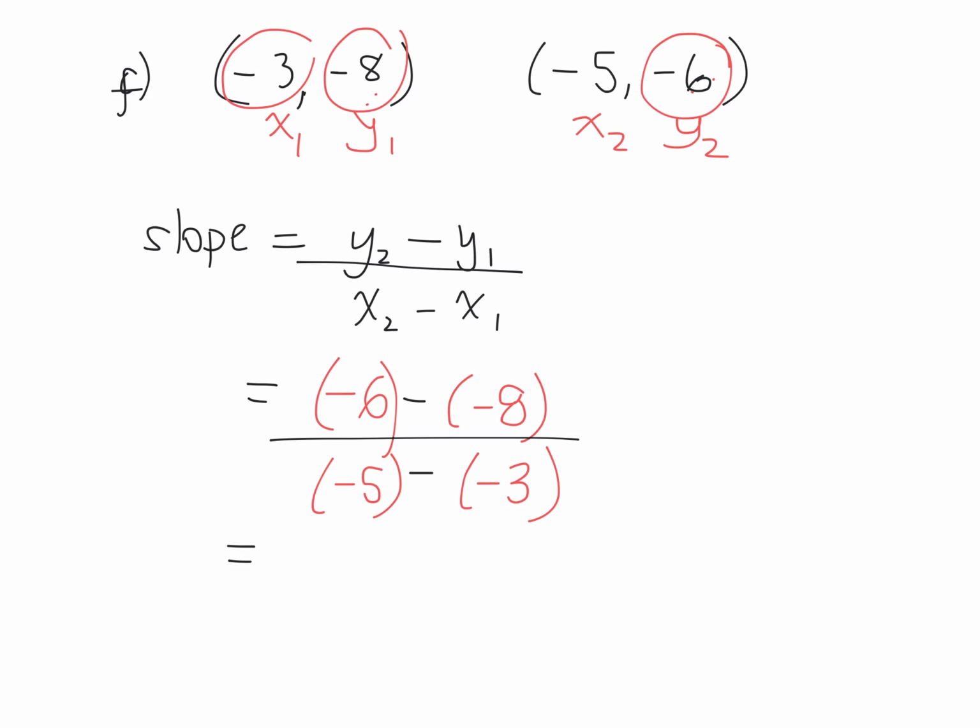What is negative 6 take away a negative 8? Yes. It becomes negative 6 plus 8, which is 2. Negative 5 plus 3 is negative 2. So we have positive 2 divided by negative 2 equals, our slope of line F is negative 1.